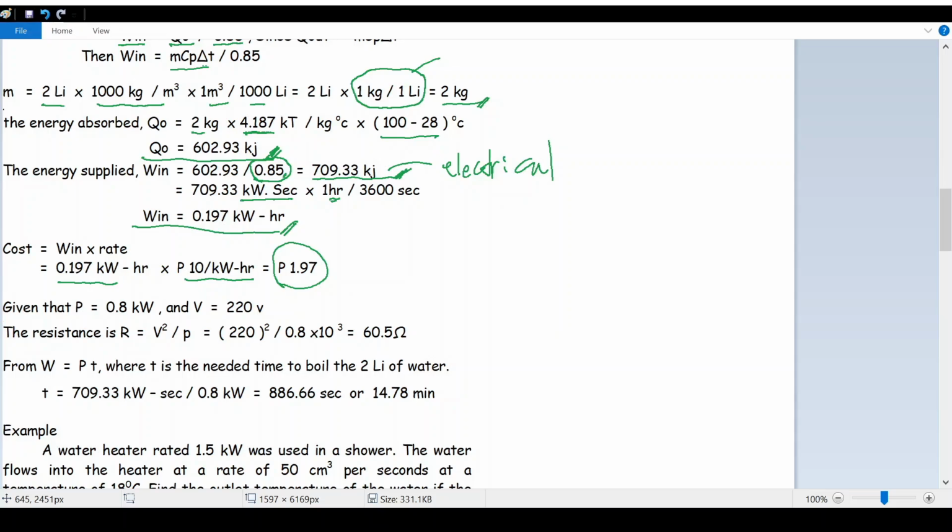Now for the resistance, since we are given the power and voltage, we can use the equation for resistance involving voltage and power, or the formula, power is V squared over R. So we can now substitute the values and solve for the resistance, and this is 60.5 ohm.